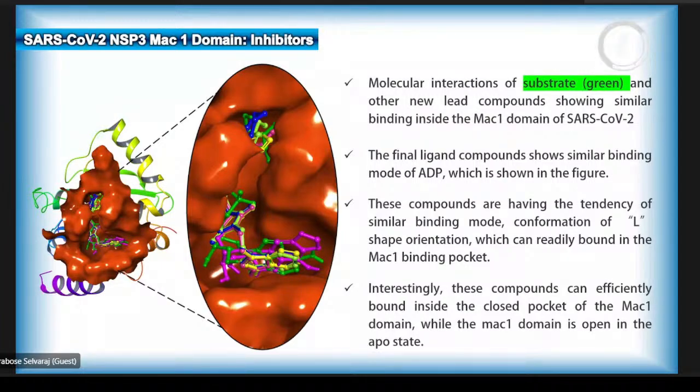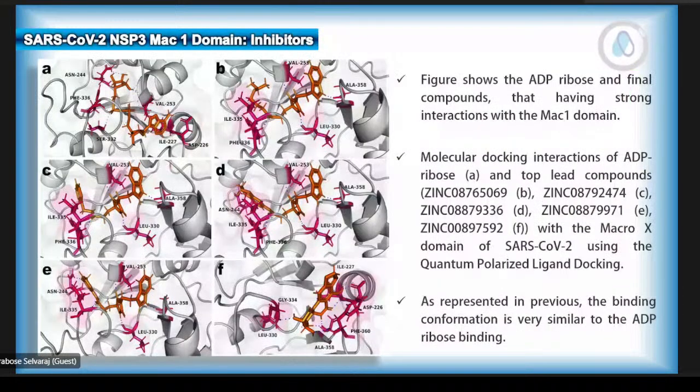Because of this, if you give the drug, it can go inside, and it can replace the ADP ribose by placing itself in position inside the active site. So the new drug can actively work on the MAC1 domain, the NSP3 MAC1 domain. So we show the interactions and the amino acids. If you think about it, ASN 244 is one, and we got the same interaction pattern for all the molecules from the database.